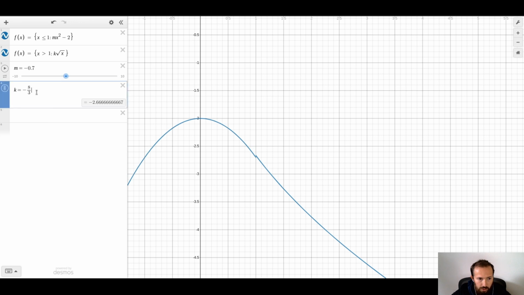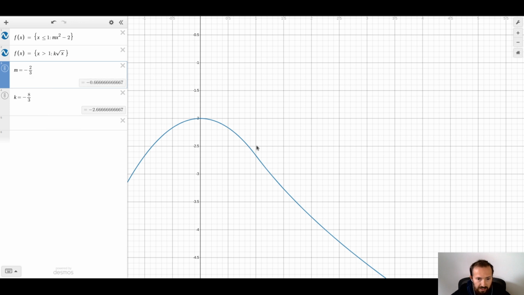And if I change the other one at all, it would also break down. So apparently -2/3 and -8/3 are the values of m and k, the only two values of m and k, by the way, that would make the functions on the left and right equal at x equals 1, and the derivatives of the functions equal at x equals 1. Both of those are required for the function to be differentiable.